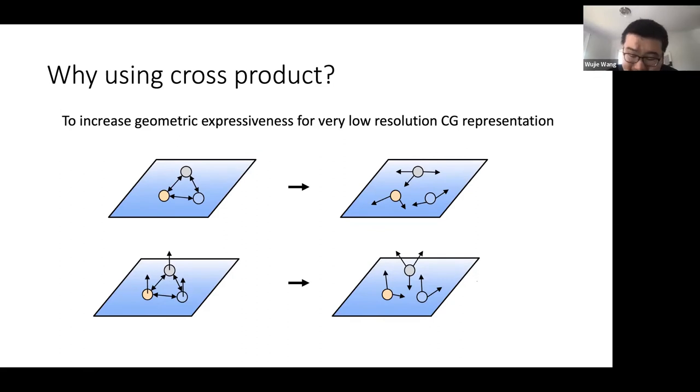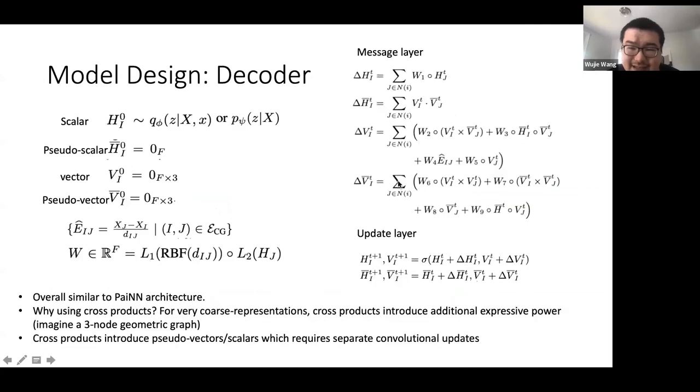But I think another issue if we incorporate cross products is that it will introduce pseudo vectors, which you need to treat very carefully, because pseudo vectors can break the reflection equivariance. So it requires us to update pseudo vectors, pseudo scalars, and vectors and scalars separately, respecting the geometrical rules. So that's why the decoder operation is a bit more involved here. That's the basic idea of the decoder. The design choice we made about cross products is because we want to make our model expressive enough, even for a very low dimensional representation of your coarse graph.